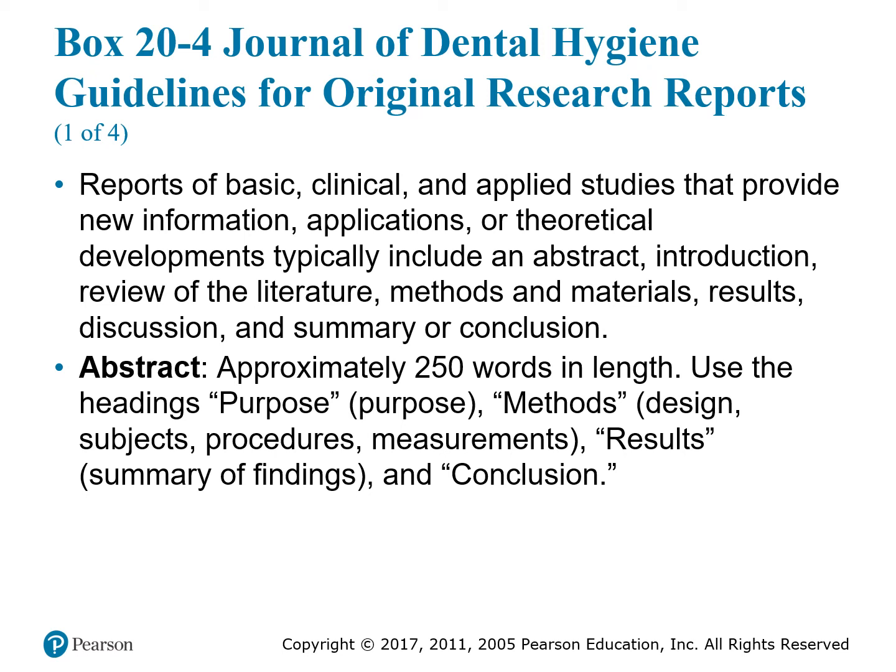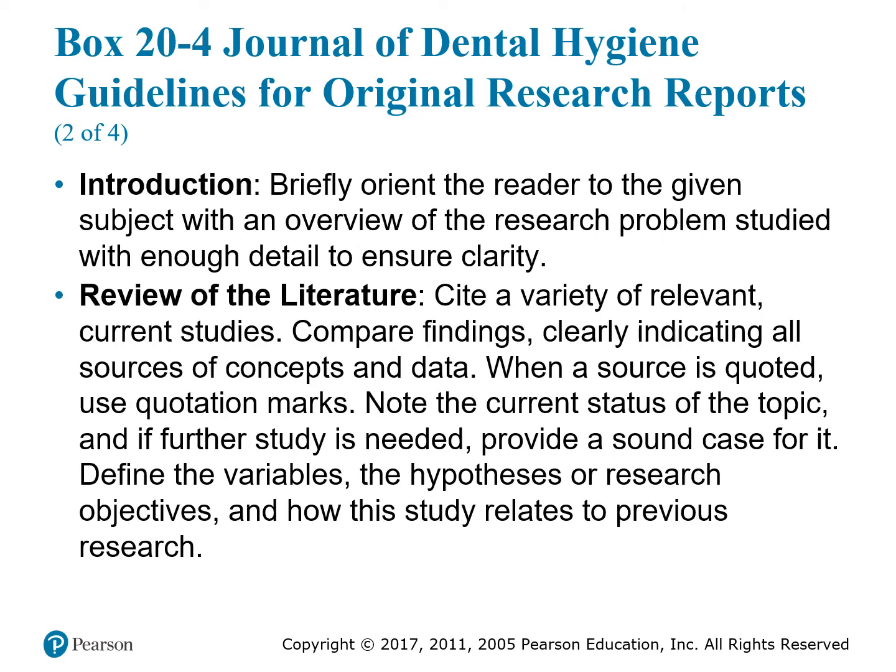And you're going to need to give an overview of what your paper was about. So if you're writing a paper, as I know you all might, right? If you're writing a paper that has an abstract, which you won't have to do in my class, then you're going to write the paper first, then go back and write your abstract. Abstracts are written last. The introduction, you don't do a header always for an introduction. That's APA. You briefly orient the reader to the given subject with an overview of the research problem, studied with enough detail to ensure clarity. This is word for word from your book.